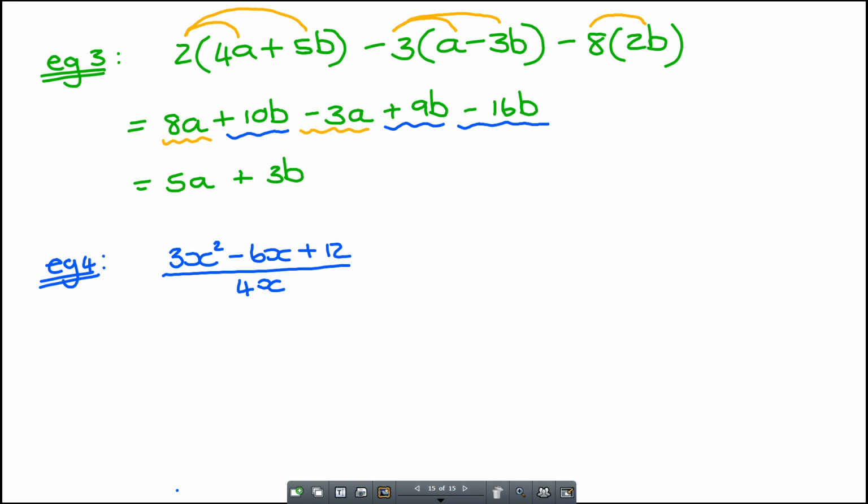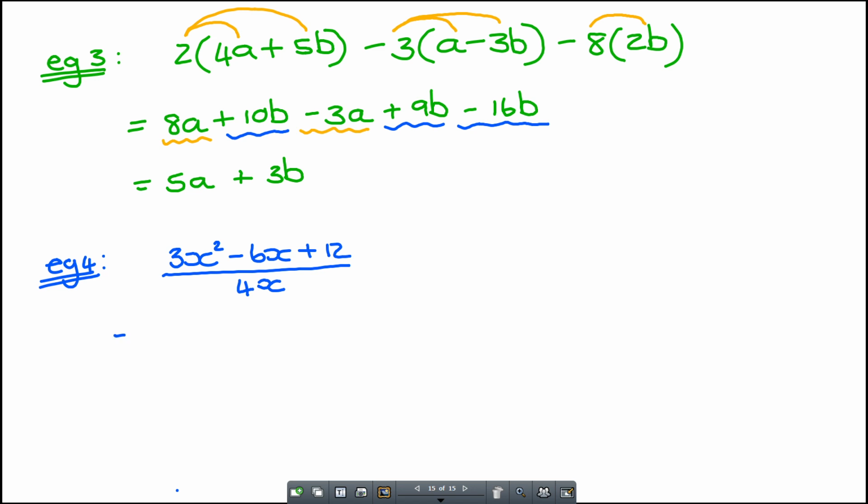How many terms do we have at the top? 3 terms. How many terms at the bottom? 1. So am I allowed to cancel out? We can only cancel out when we have 1 term at the top and 1 term at the bottom. So I can't cancel out. So what we can do is break these up.